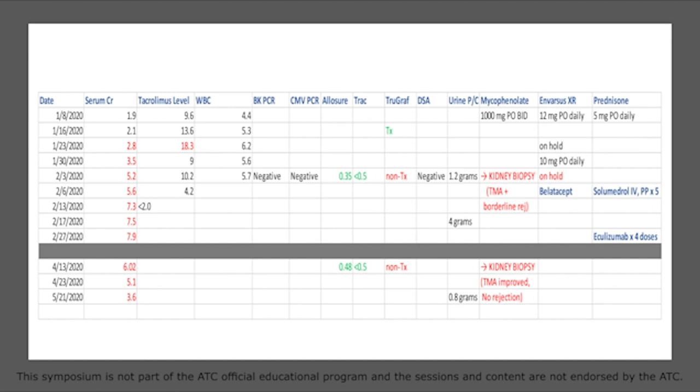A follow-up kidney biopsy showed improvement in the TMA as well as no rejection. She was also noticed to have improvement in her proteinuria. Her ELISpot stayed negative, as well as TRAC, and also her TruGraf stayed non-TX.